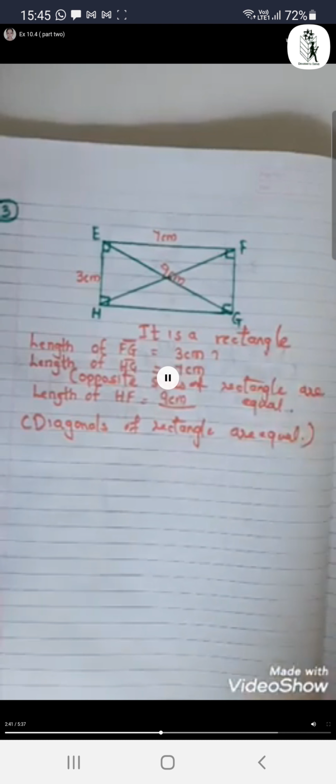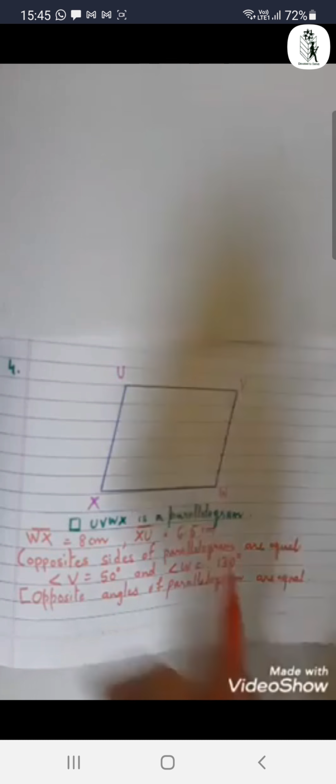Now let's go to question number 4. Question number 4 is, in figure 10.42, if UV is parallel to WX, and if UX is parallel to VW, then what kind of quadrilateral is UVWX? Now since the opposite sides are parallel, the quadrilateral is a parallelogram. So first we write quadrilateral UVWX is a parallelogram.